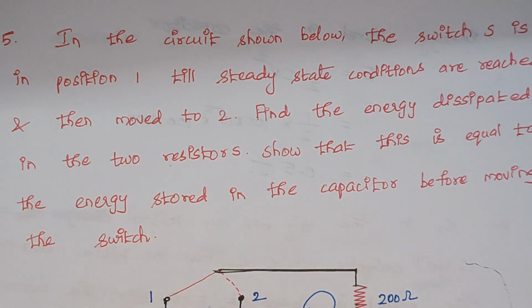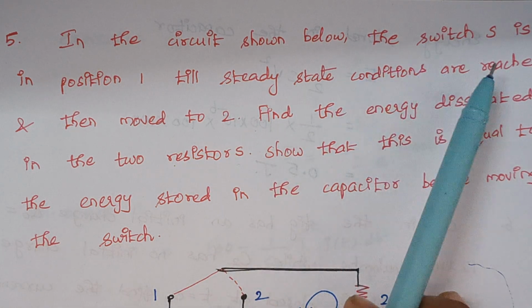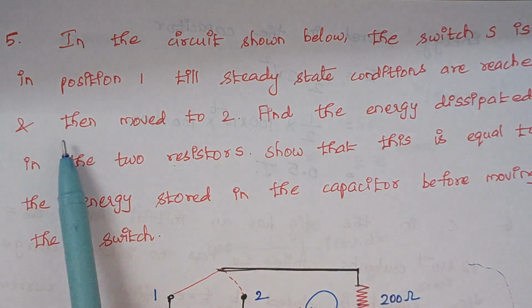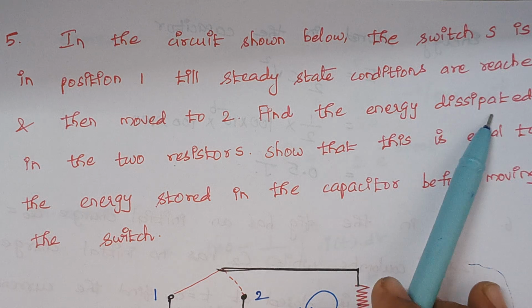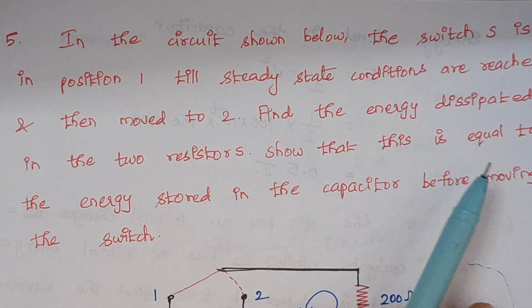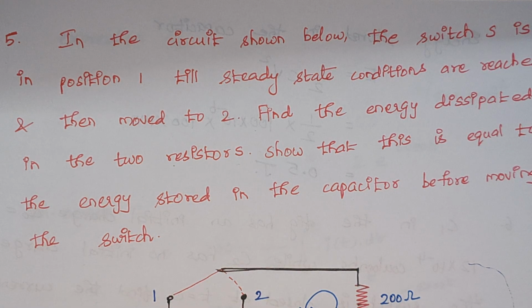So here the problem is: in the circuit shown below, the switch S is in position 1 till steady state conditions are reached and then moved to 2. Find the energy dissipated in the two resistors. Show that this is equal to the energy stored in the capacitor before moving the switch.